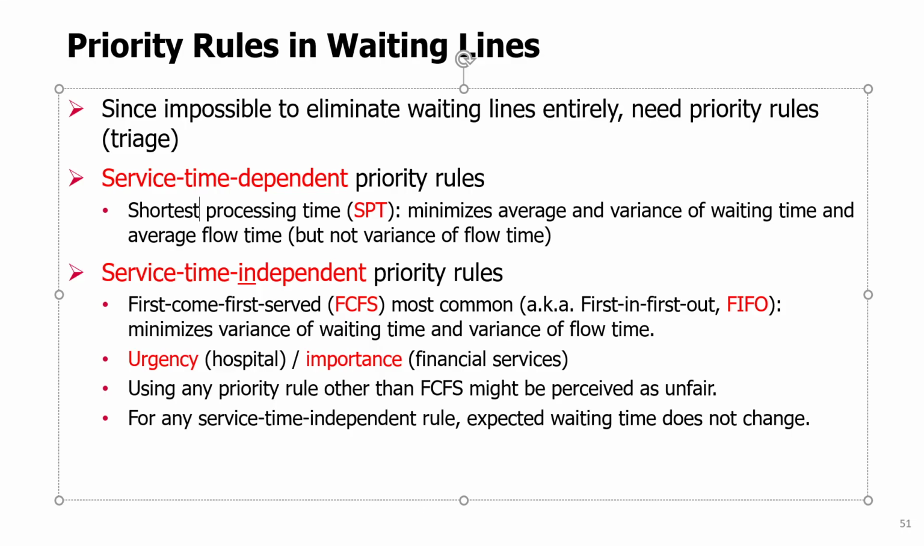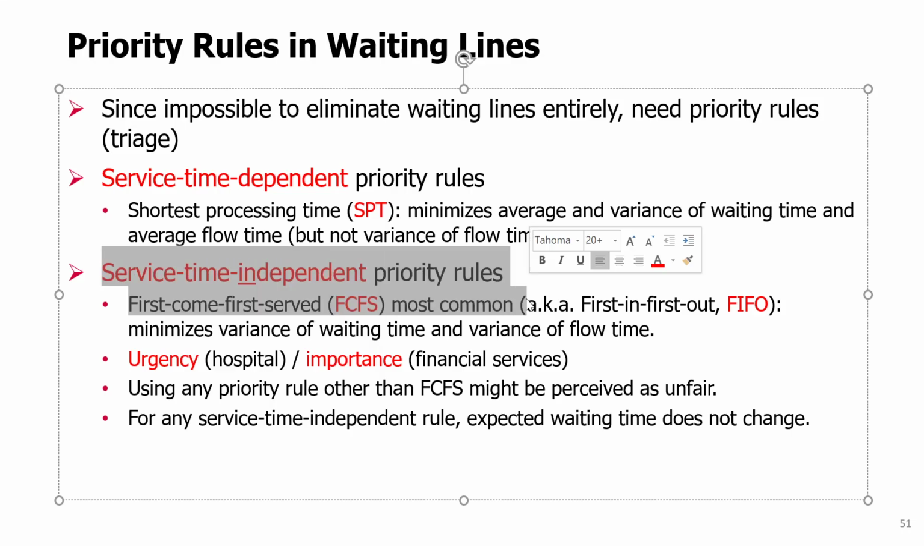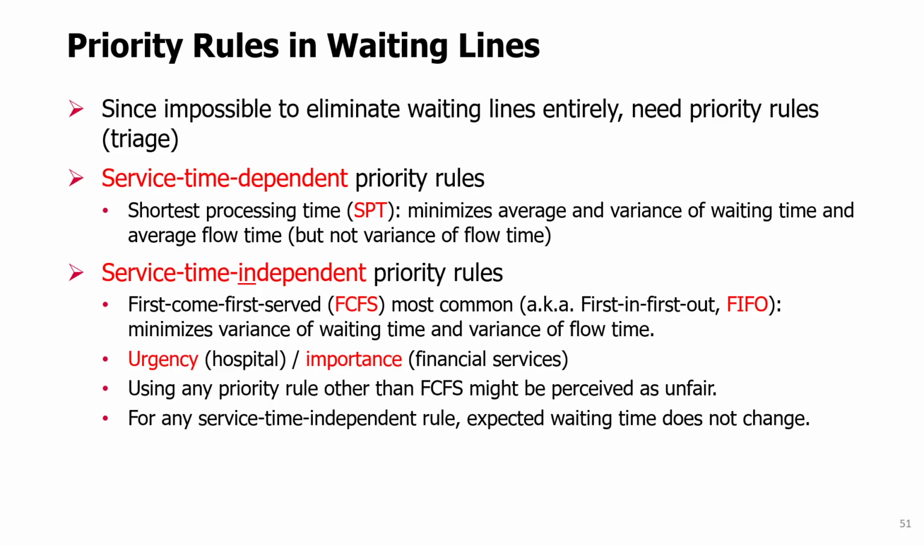So the shortest processing time rule actually is the rule that will minimize average waiting time. It will even minimize the variance of waiting time, so how much the waiting time varies. And it will also minimize average flow time, which includes waiting and service time, but not, in fact, variance of flow time. More commonly used are service time independent priority rules. Why? Because these rules are more practical, because in most cases we don't know the service time, or we have no easy way of estimating it.